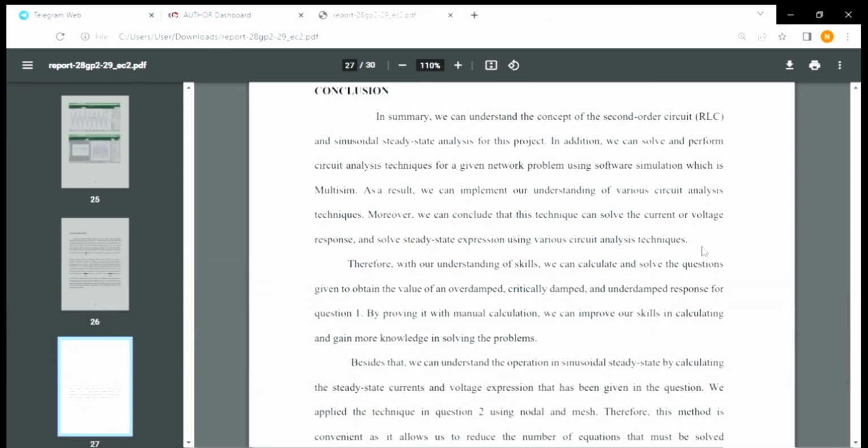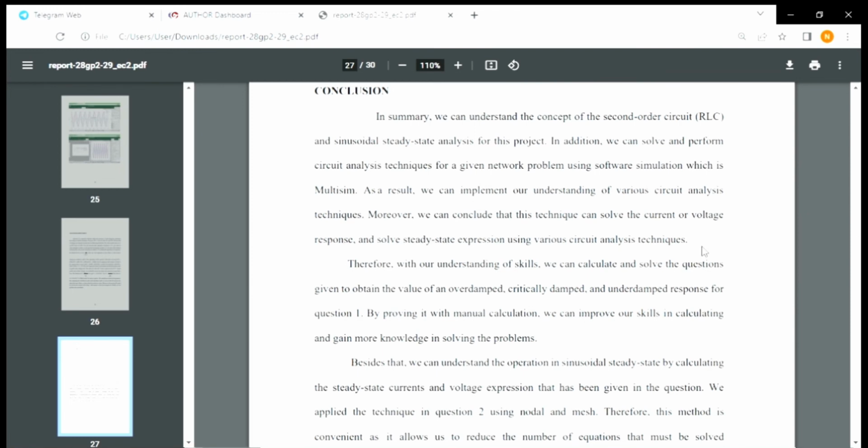So I'm back again with the conclusion. I'm Nadia Azman. So in summary, we can understand the concept of second order circuit, RLC, and sinusoidal steady state analysis for this project. In addition, we can solve and perform circuit analysis techniques for a given network problem using software simulation, which is Multisim.